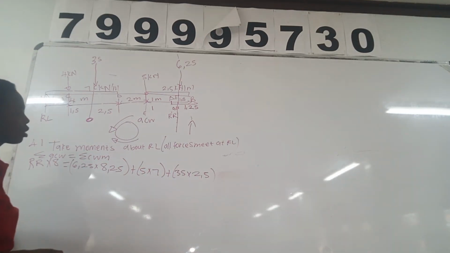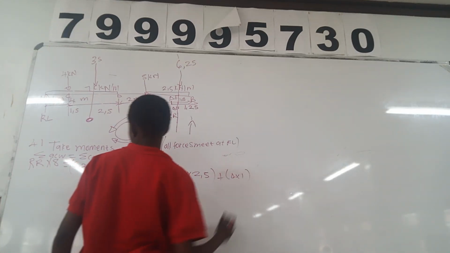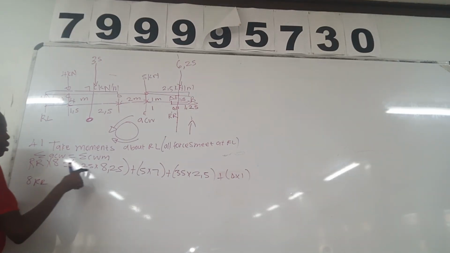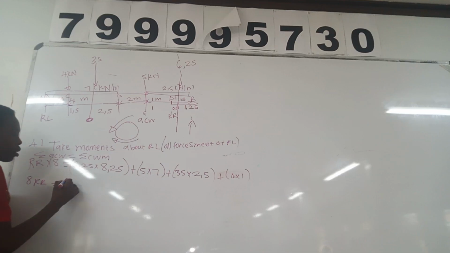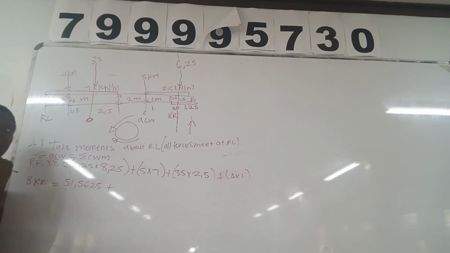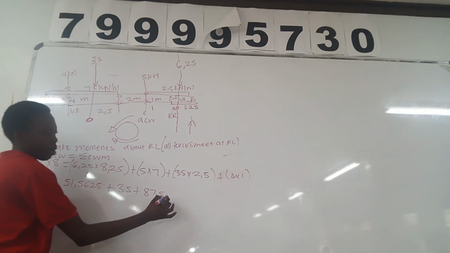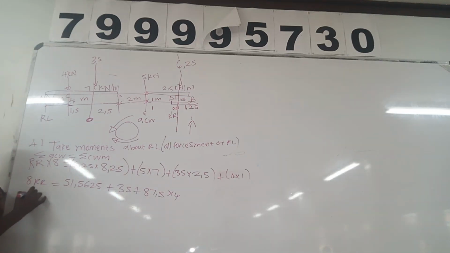Another force: 4 here, and then times 1 again. So it's plus 4 times 1. So we have 8 RR. What is 6,25 times 8,25? 51,5625. What is 5 times 7? 35. 35 times 2,5 is 87,5. 4 times 1 is 4. So here we have 8 RR.